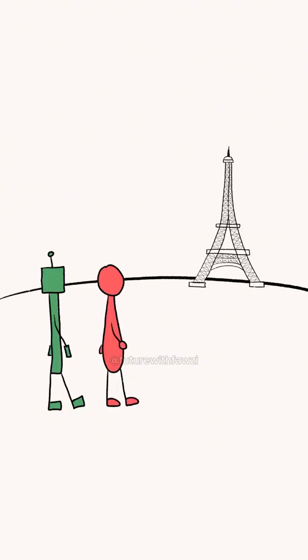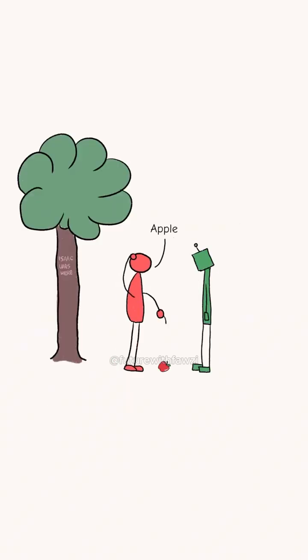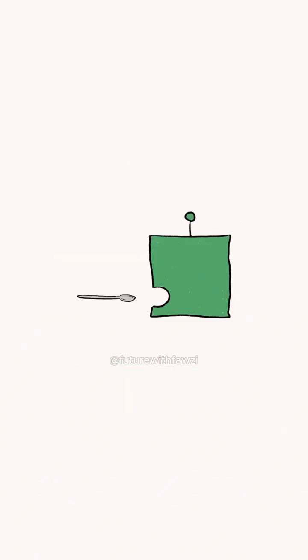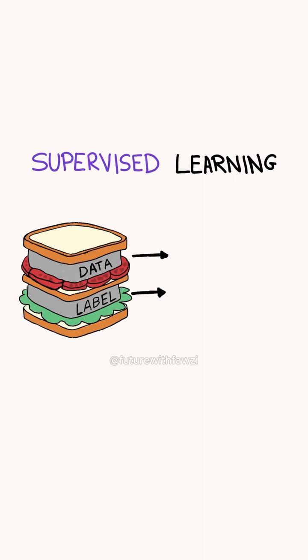You could take your robot around the world and point at every object to teach him what it is, over and over again. You're spoon-feeding him information until he recognizes what each thing is. This is supervised learning, and you're feeding a machine a sandwich of labeled data like reviews, emails, and even x-rays.